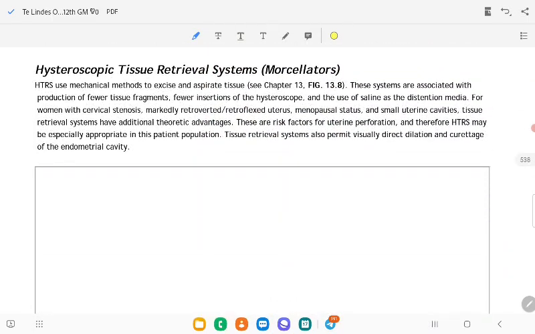Hysteroscopic morcellator: a mechanical method to remove and aspirate tissue. It is associated with production of few tissue fragments and less insertion of the usual saline distension media. For women with cervical stenosis, markedly retroverted retroflexed uterus, menopausal status, or small uterine cavity, tissue retrieval systems are useful, as they may save additional 30 minutes. Hysteroscopic tissue removal systems are a useful option for this patient population. Usually there is direct visualization of the cavity.